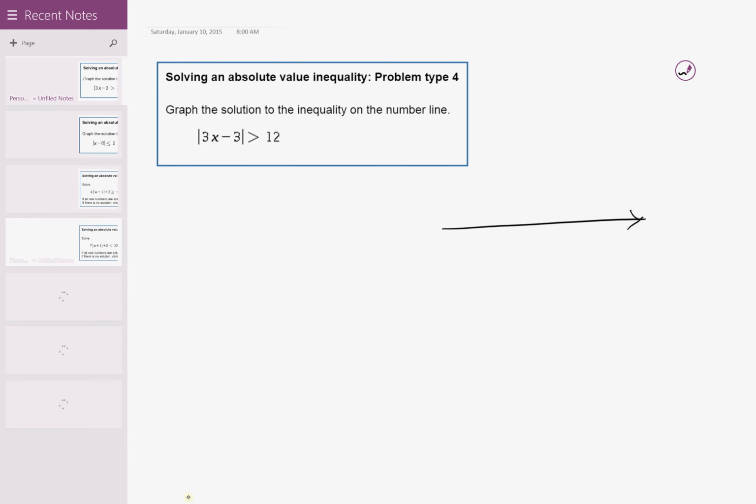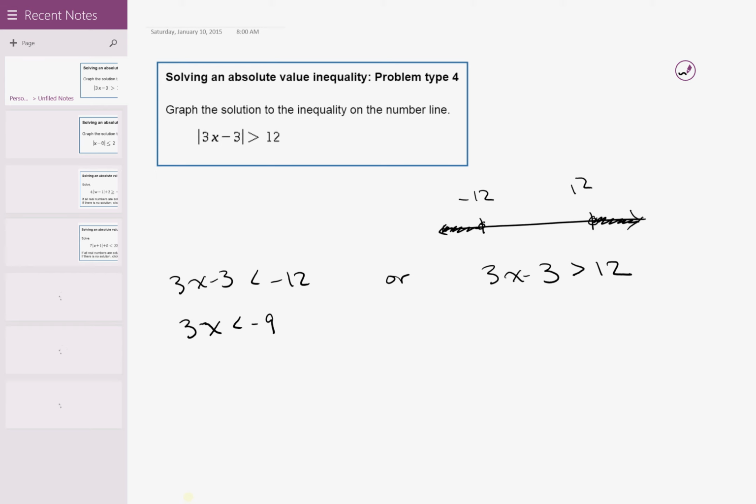For greater than, what we have is that 3x minus 3 must fall out in one of these end regions. So 3x minus 3 must be less than negative 12, or 3x minus 3 must be greater than positive 12. And then I solve each of these inequalities. 3x must be less than negative 9, adding 3 to both sides, and divide by 3, x must be less than negative 3. This is 3x must be greater than 15, where x must be greater than 5.